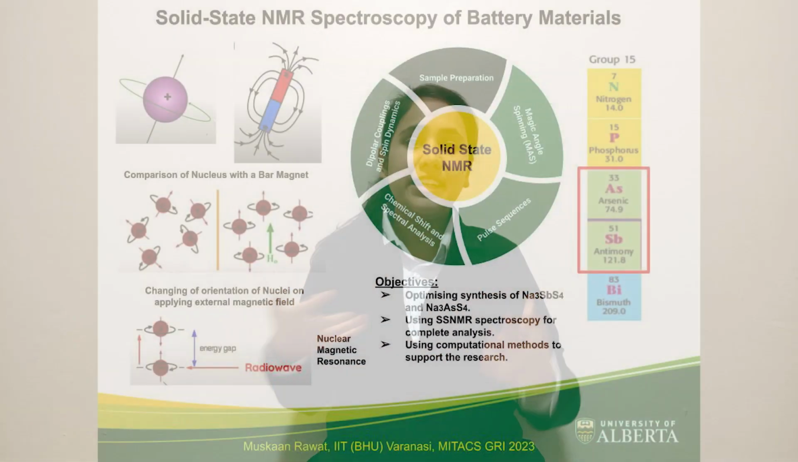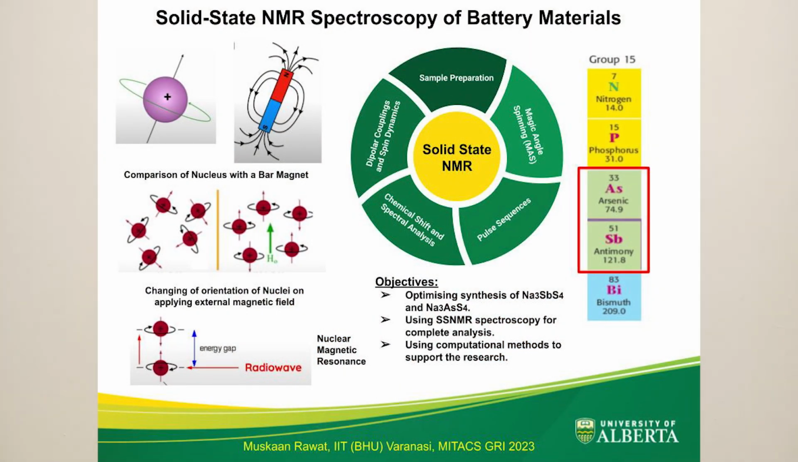The solid-state NMR spectroscopy is a powerful tool used to analyze the structure, the dynamics, and the chemical properties of various compounds at atomic and molecular level. It can be explained through 5 key concepts, which are sample preparation, magic angle spinning or the MAS, the pulse sequences, chemical shift and spectral analysis, dipolar couplings, and spin dynamics.